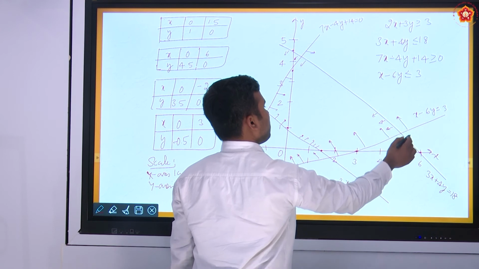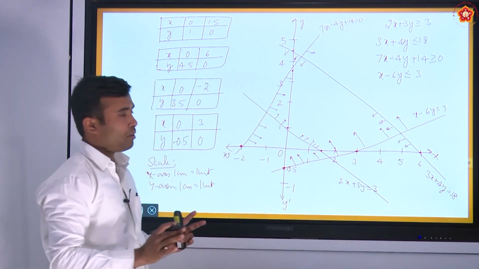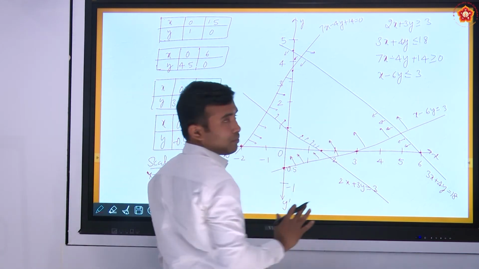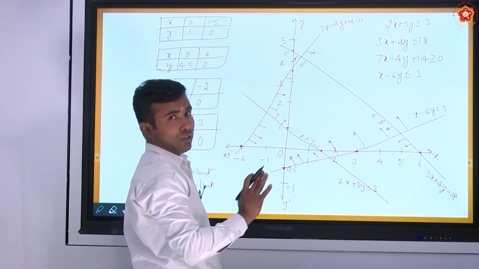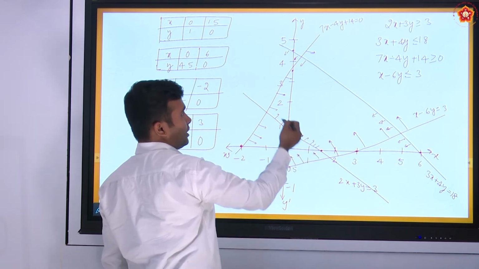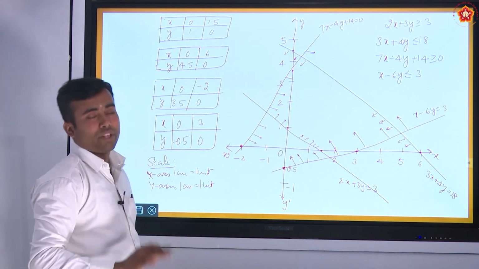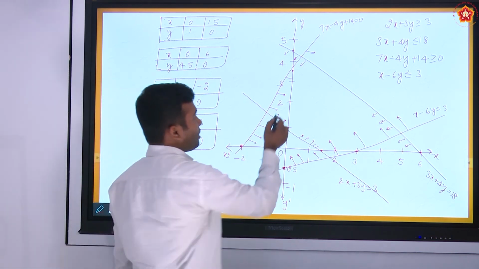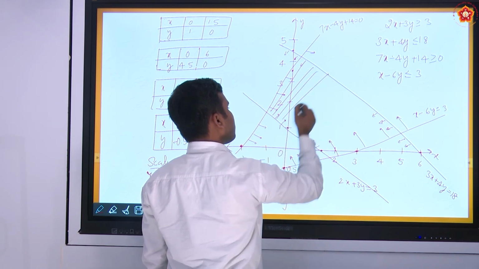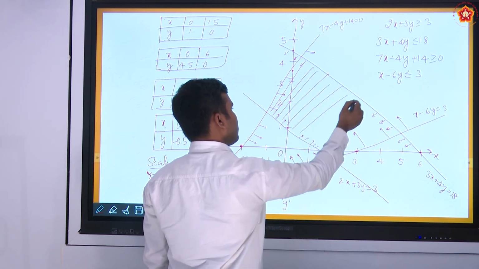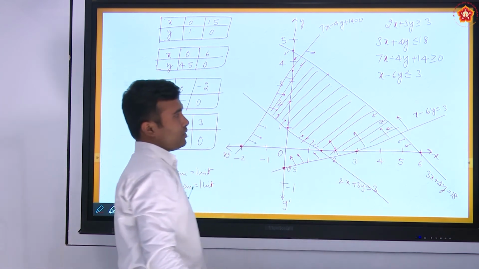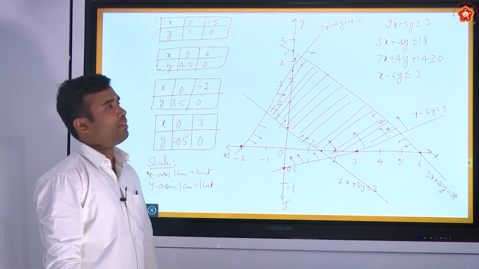So now you tell me what is the common region between all of these 4 lines. This is the common region, which has all points that satisfy all the given inequalities. Therefore, the solution region must be this. Okay, so this is the solution for the given inequalities.